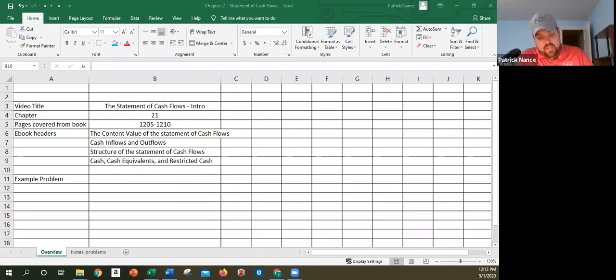Next, it goes on to talk about cash and cash equivalents and restricted cash. We've talked about this in the past, but generally speaking, we're just dealing with everything that is cash in this case. So that'll be all for the intro. Next, I'm going to start on page 1210 because we're going to look at operating activities, and we're going to look at the direct method, and then we're going to look at the indirect method.